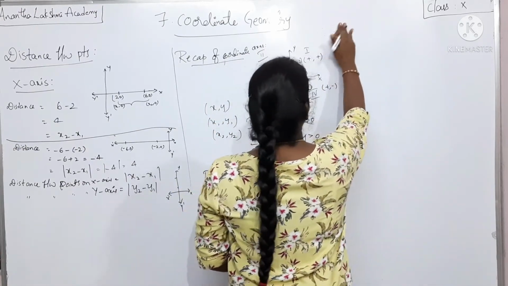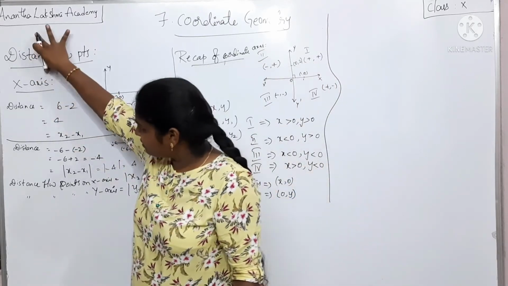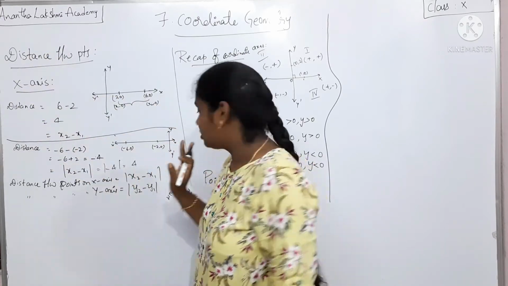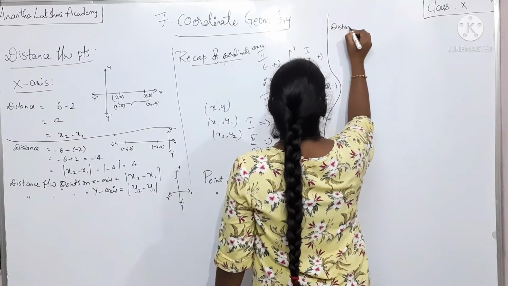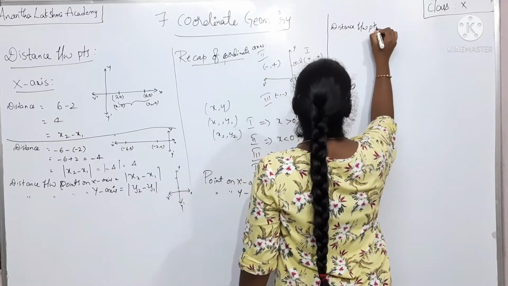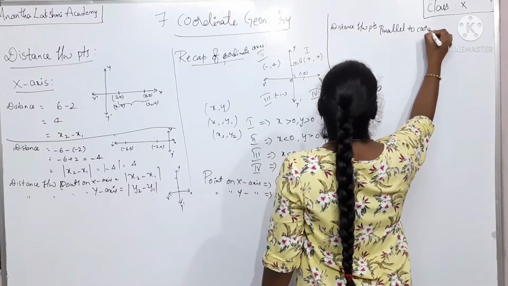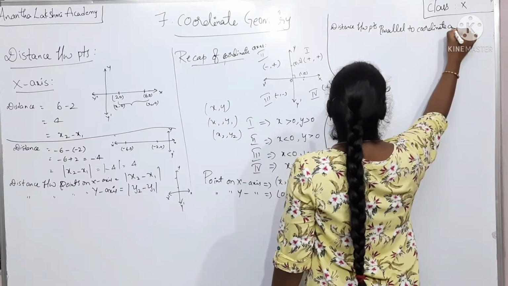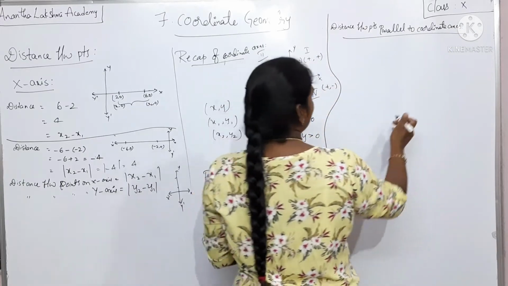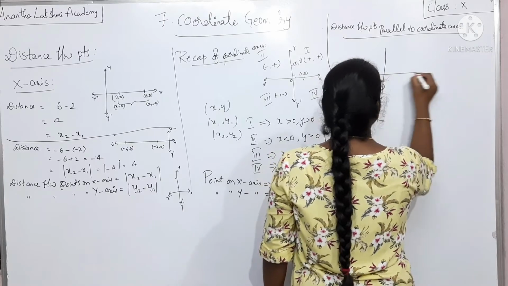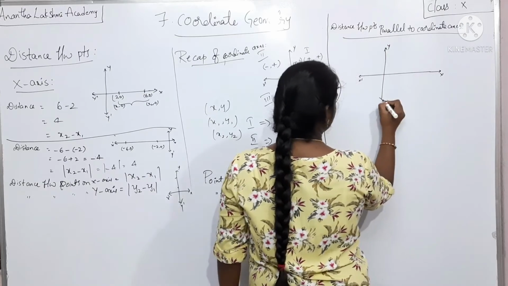Alright. Now that distance between points on x-axis and y-axis is done, we are going to deal with distance between points parallel to coordinate axis. Now let me explain you by drawing this. I have coordinate axis like this, x, x dash, y, y dash.